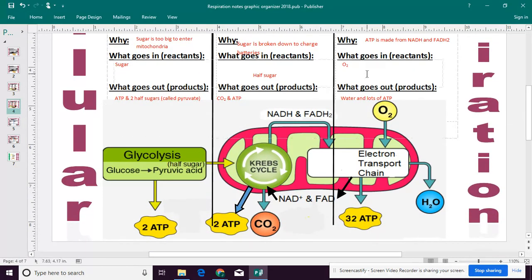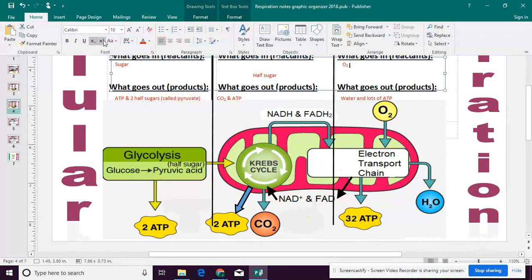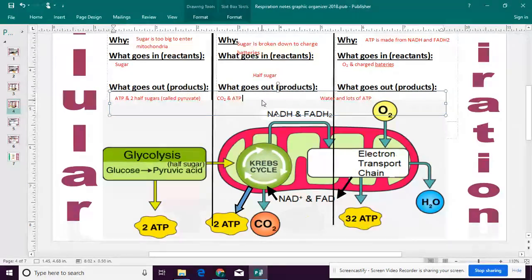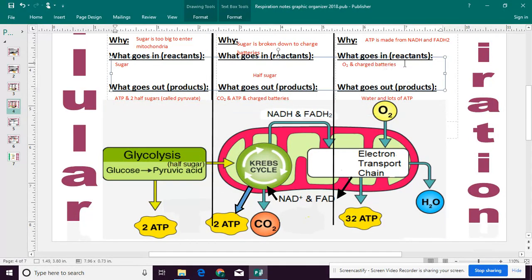So if we look at our reactants and our products, I'm actually going to adjust this slightly. What goes in here is oxygen and charged batteries. And actually, they go over here as well. Okay, so what's entering this cycle is oxygen gas and our charged batteries, NADH and FADH. Those are our fully charged wrong batteries.